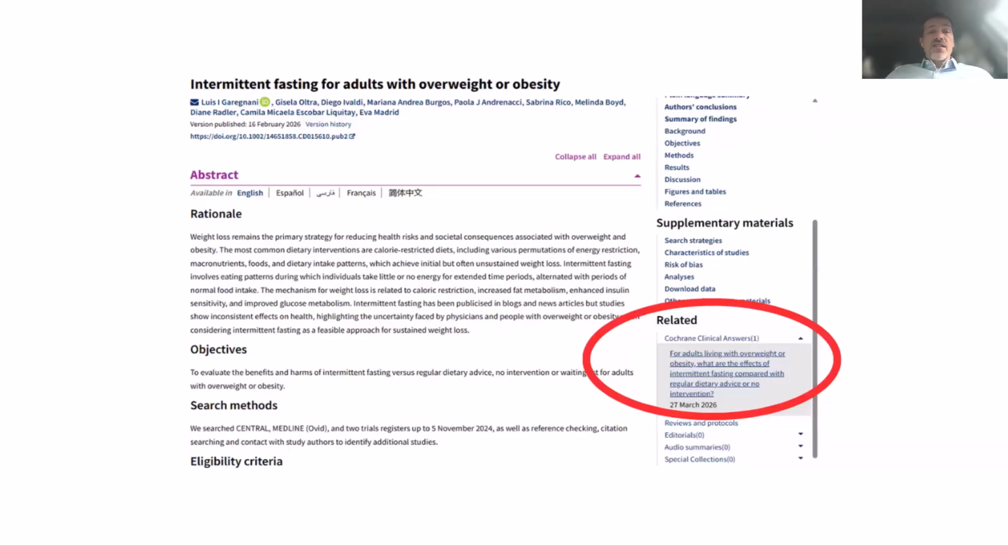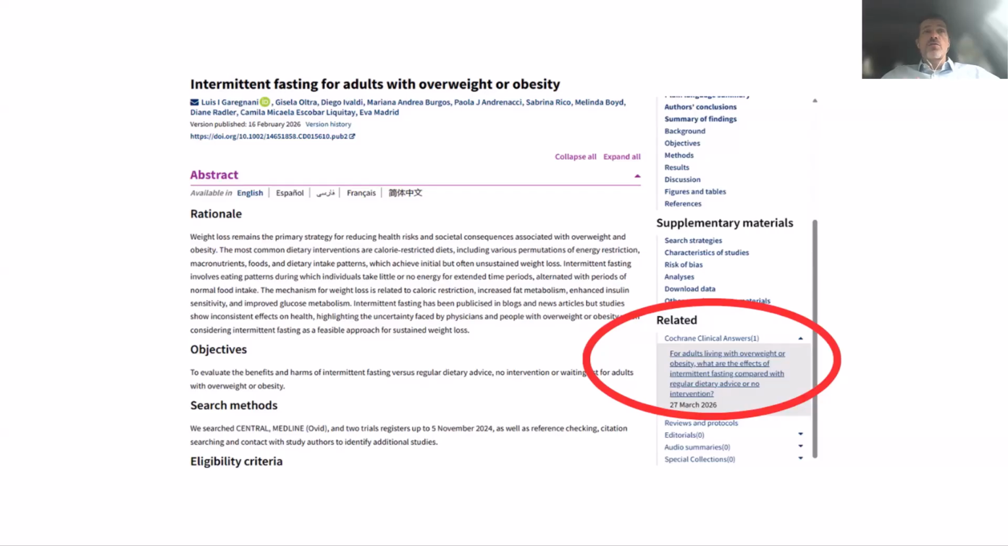Example here, intermittent fasting for adults with overweight or obesity. Relatively recent, this is a February 2026 Cochrane review that was published. This is the main screen when you're looking at this. This is not the PDF. This is how you can navigate. On the right side, you have your navigation bar that allows you to jump quickly between pieces or components of the Cochrane review.